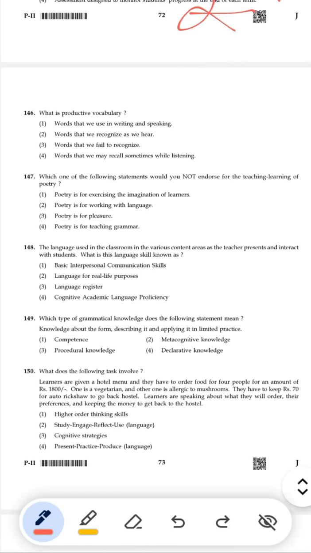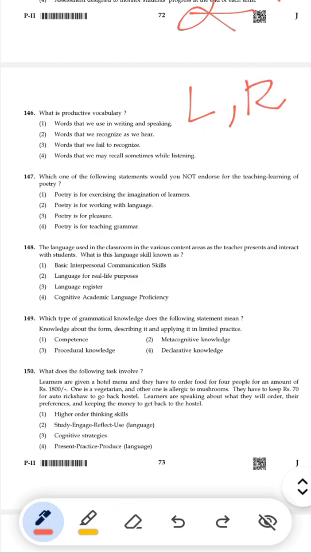Let's be quick. Question number 146, what is productive vocabulary? If you see from the word productive vocabulary, you can say that there are two types of skills. One is receptive skills and the other would be productive skills. Receptive skills are listening and speaking. Alright, and receptive skills are listening and reading.